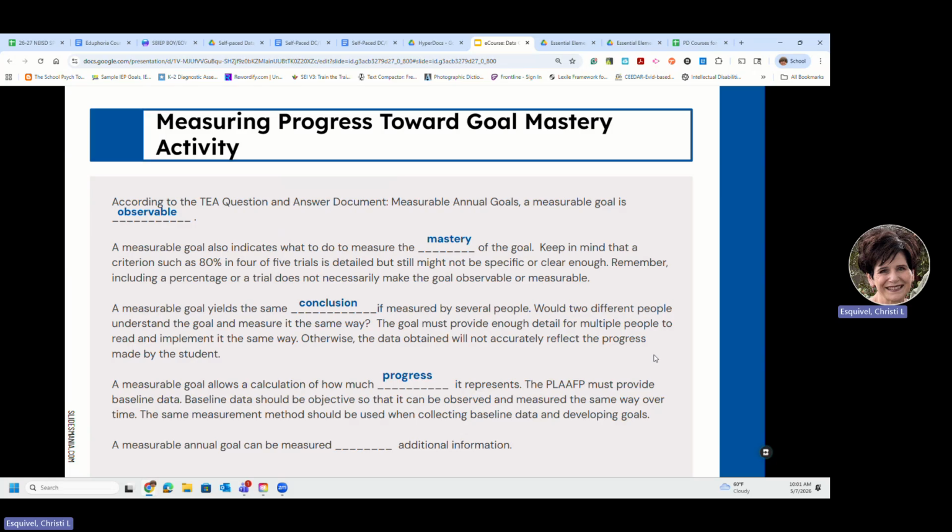The PLAF must provide baseline data. Baseline data should be objective so that it can be observed and measured the same way over time. The same measurement should be used when collecting baseline data and developing goals. Finally, a measurable annual goal can be measured without additional information.